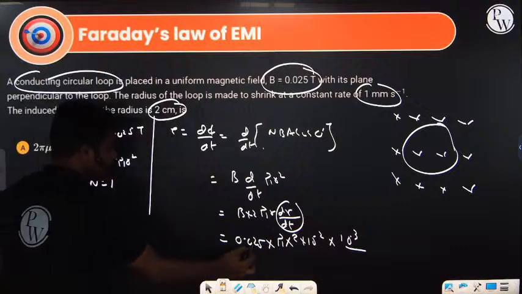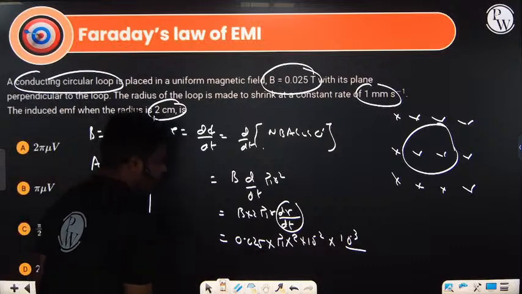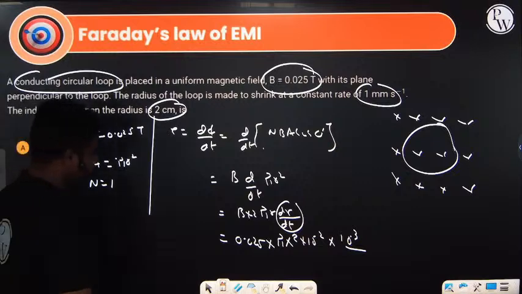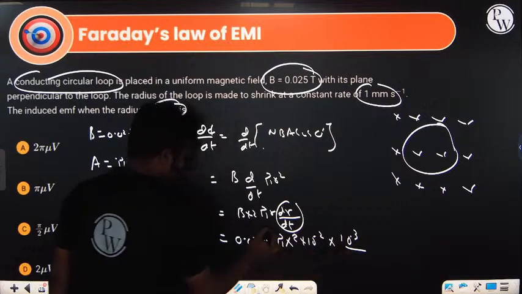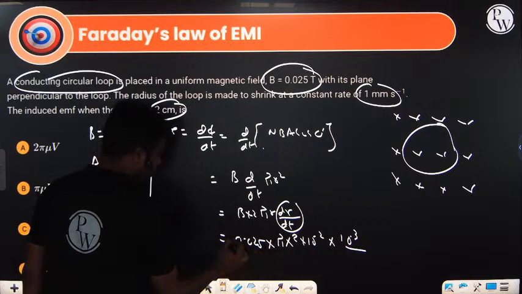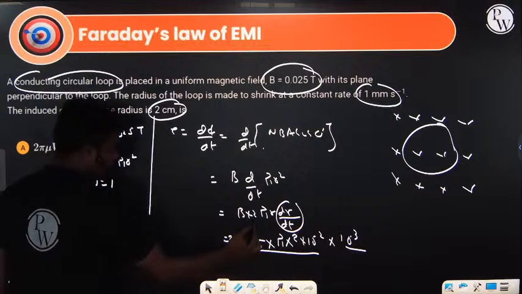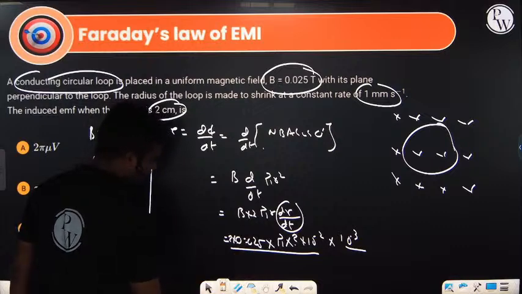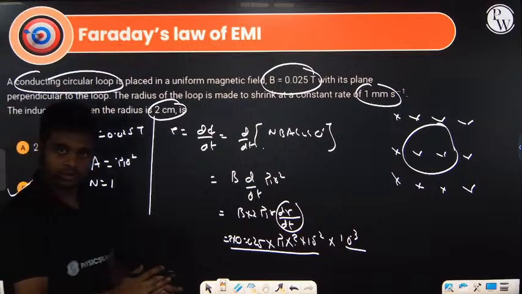So we are getting 0.025 into 2 into pi into r, with one more 2 from the 2 pi r. So 2 into 2 is 4, 4 into 0.025 is 0.1. So we are getting approximately pi microvolt. This will be pi microvolt.